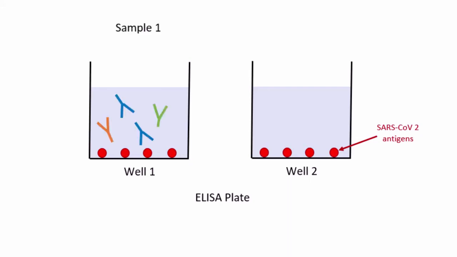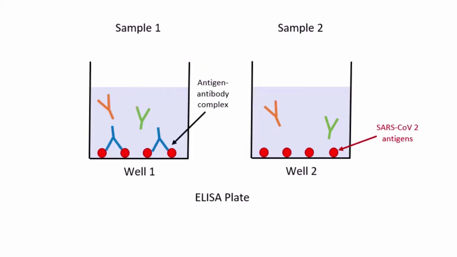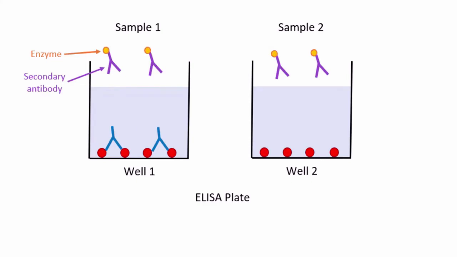The serum samples are added to the wells of the ELISA plate, and you can see that in this example, sample 1 contains antibodies specific to SARS-CoV-2, and sample 2 contains only nonspecific antibodies. The specific antibodies bind to the antigens on the ELISA plate. Then the wells are washed to remove any nonspecific antibodies. We cannot see these antibodies yet, so we need to perform a few more steps to be able to detect them. Next, we add the secondary antibodies specific to the primary anti-SARS-CoV-2 antibodies. The secondary antibodies each have an enzyme attached to them which can react with something else to result in a color change that we will be able to see.